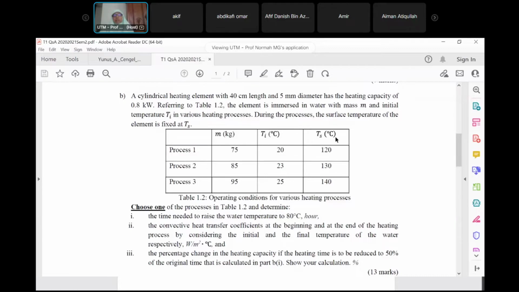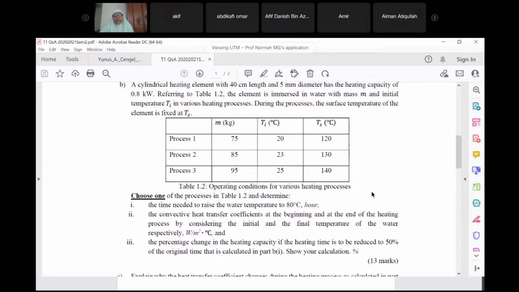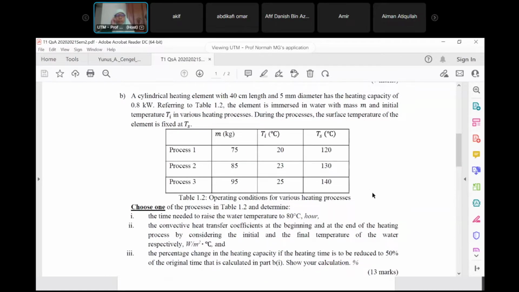The surface temperature of the element is this. 280 degrees, in hour. How do you go about? Remember the heat capacity? Oh, this is mass of water. Yeah, this is mass of water. So how do you raise the temperature of the water from 20 degrees to 120?